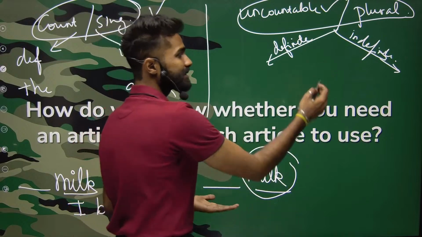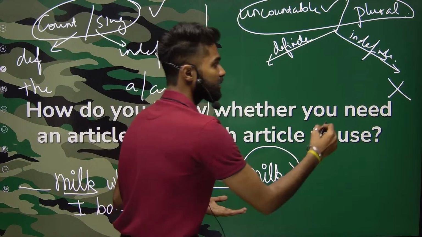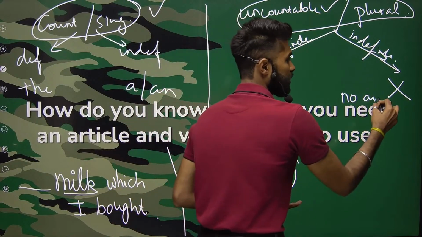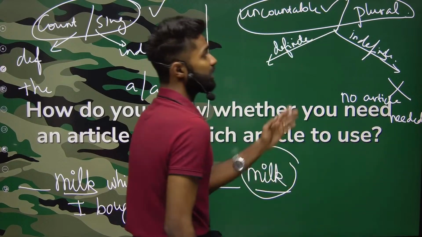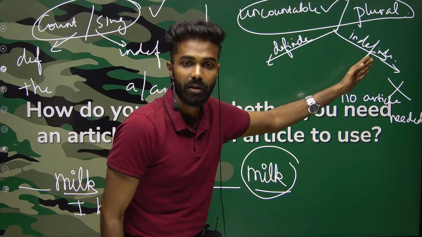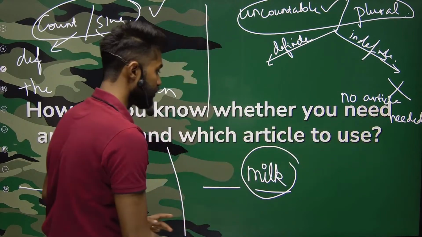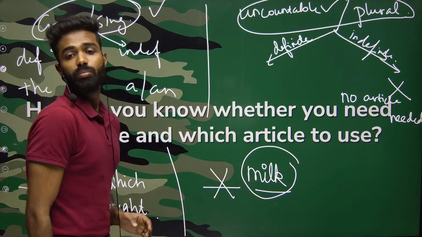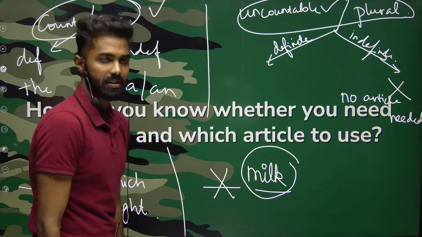So if it is indefinite, then I won't use any article here. No article. If my noun is uncountable or plural and indefinite, then I don't have to use any article. Remember it. So here there is no need to use any article, just milk.